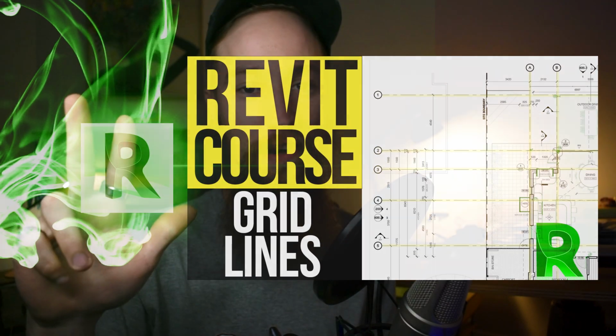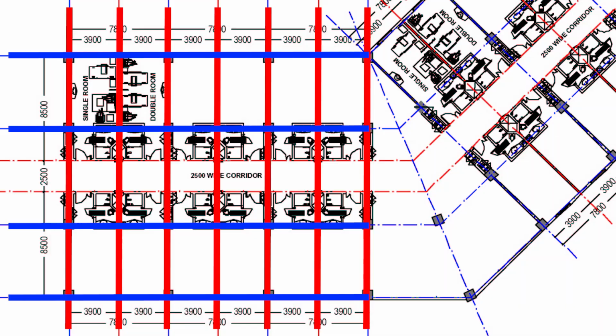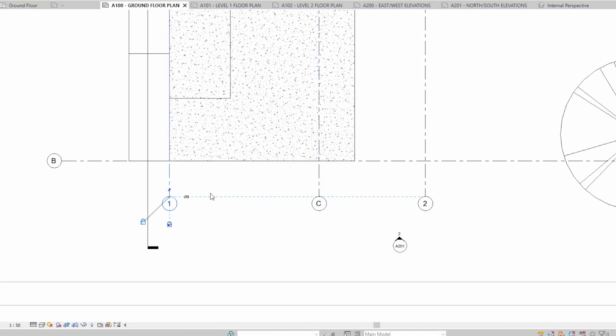Welcome to part 3 of the Advanced Revit course. We're going to be creating grid lines and going over the best practices for doing so.